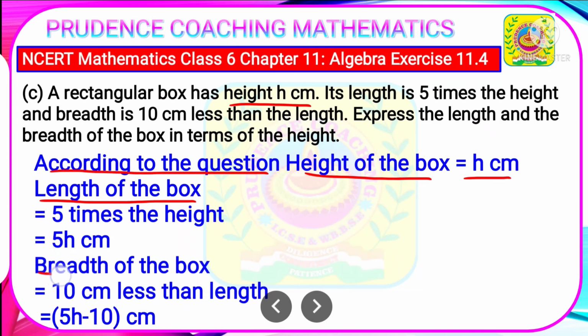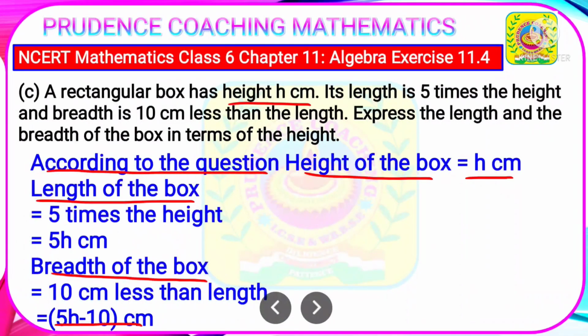And now we need to calculate the breadth of the box. That will be 10 centimeter less than the length as it is given in the question. So, length is this one. From length, that is 5h, we need to subtract 10 because 10 centimeter less. So, 5h minus 10 centimeter will be the breadth of the box. Along with this, I will suggest you to draw this particular figure.